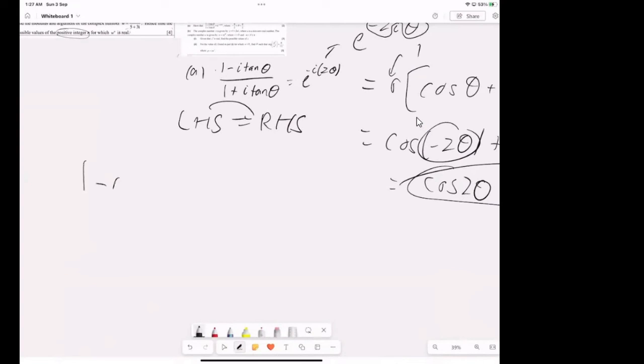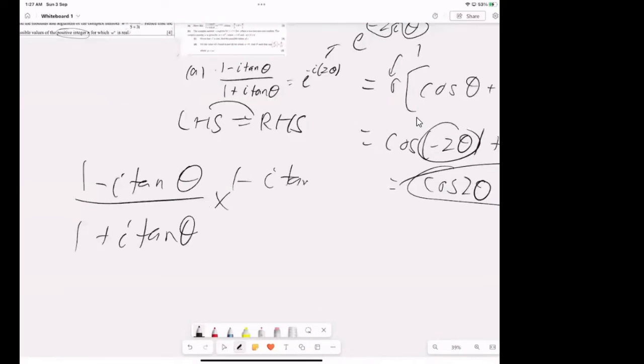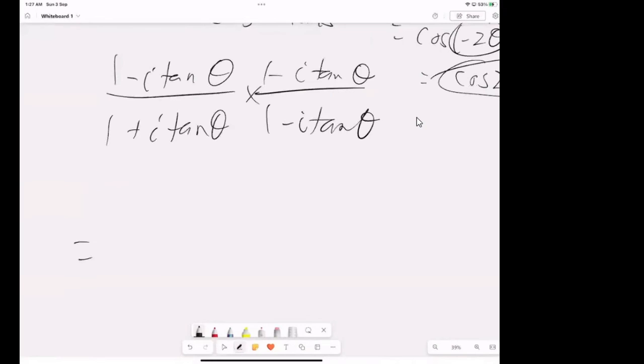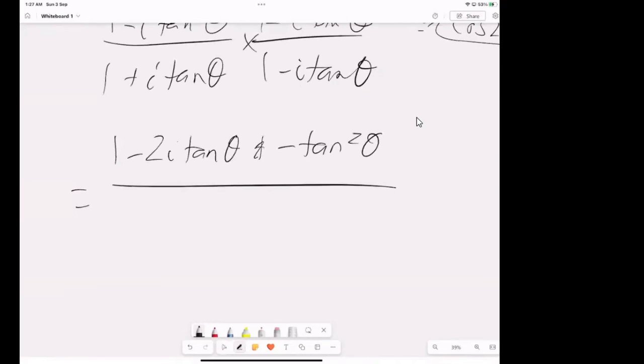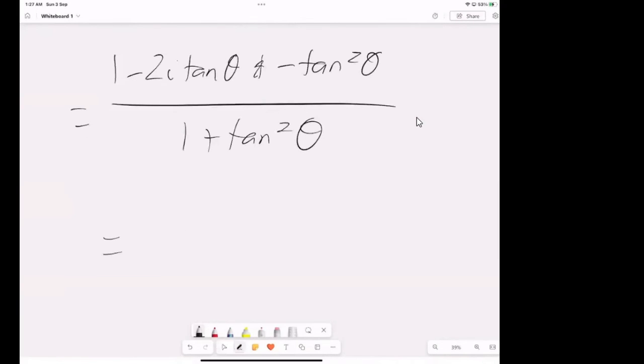So 1 minus i tan theta over 1 plus i tan theta, we multiply by 1 minus i tan theta over 1 minus i tan theta. So we get 1 minus 2i tan theta minus tangent square theta, over 1 plus tangent square theta. So 1 plus tangent square theta is secant square theta. So 1 minus tangent square theta minus 2i tangent theta.